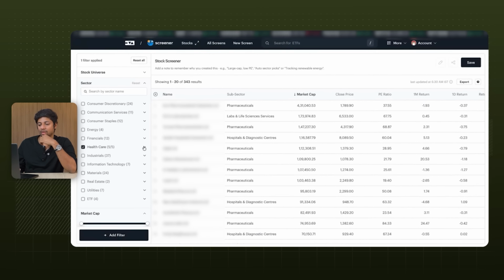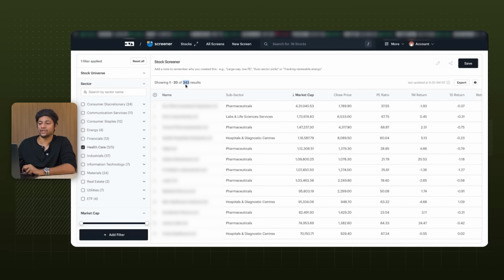Chalo, pura healthcare mein le lunga and let's see. So now we have around 343 results that are coming here. Now let's slowly filter them down and try to understand how we can make it more streamlined.